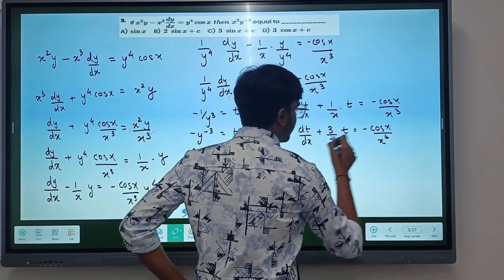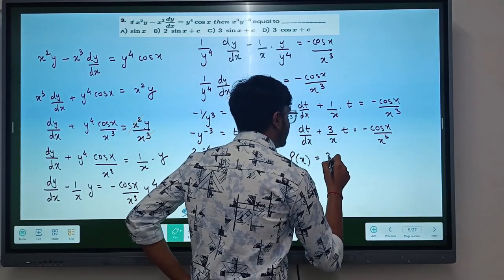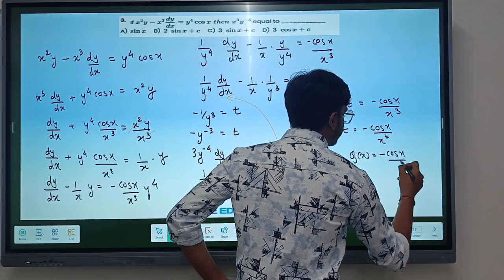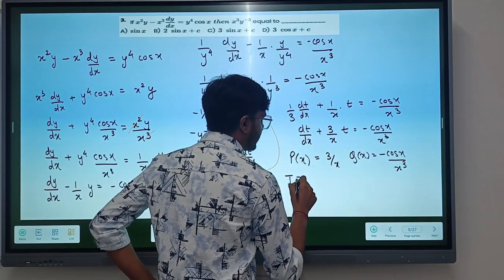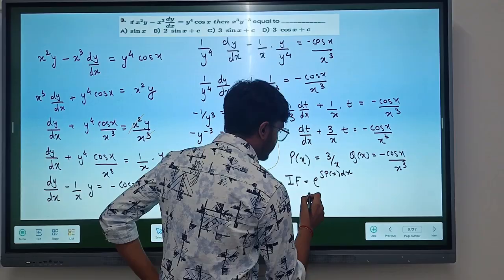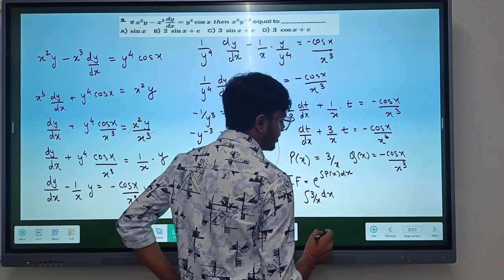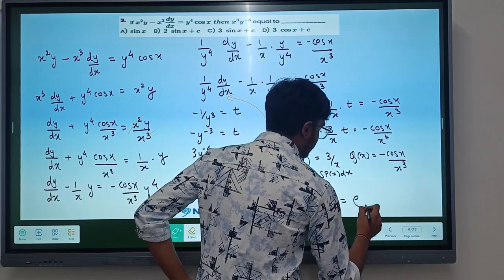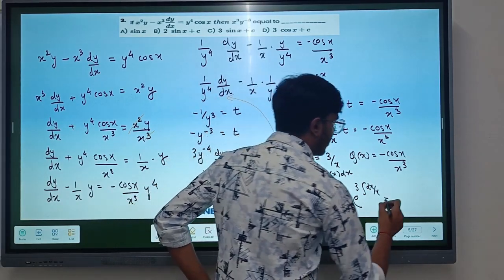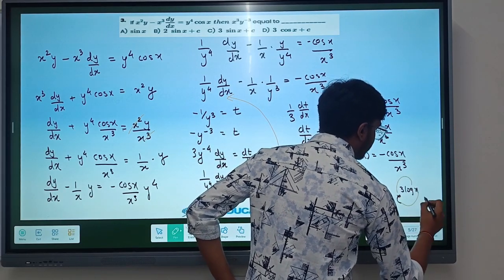So what is p of x? If you compare it to the linear differential equation, what is p of x? 3 by x. And what is q of x? Q of x is minus 3 cos x by x cube. So what is the integrating factor? E power integration of p of x dx. So what is integration of p of x dx? Integration of 3 by x dx. So e power 3 common, integration dx by x. What is integration dx by x? Log x. E power 3 log x. If I interchange x and e, what will I get?